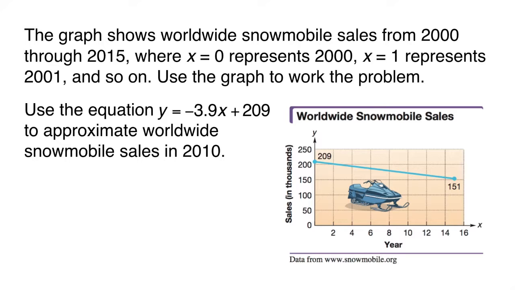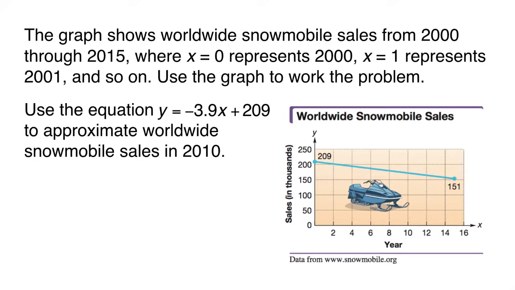The y-axis is sales in thousands from 0 to 250 in increments of 50, and we see the points (0, 209) and (15, 151) are connected with a straight line. Use the equation y equals negative 3.9x plus 209 to approximate worldwide snowmobile sales in the year 2010.